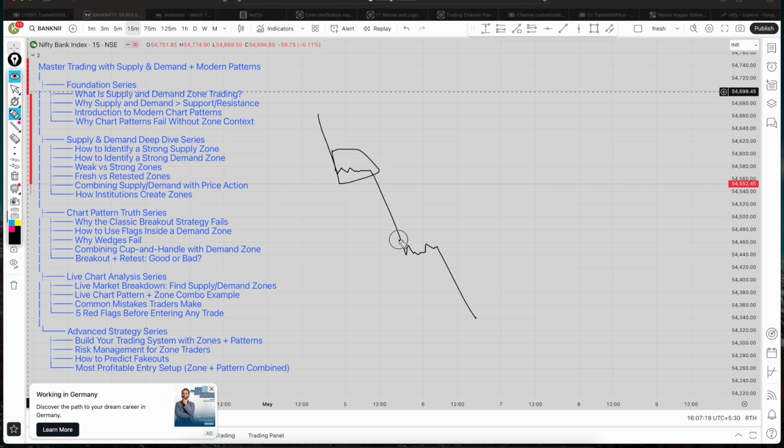The flags are being formed here. And we'll see how we can combine this flag pattern along with supply and demand zone, there might be a supply zone here or supply zone here. We'll find out all these things and we'll build a strategy for ourselves in this particular case, and it can be of any pattern, any strategy. We'll be combining everything together, the supply and demand zone and chart patterns.